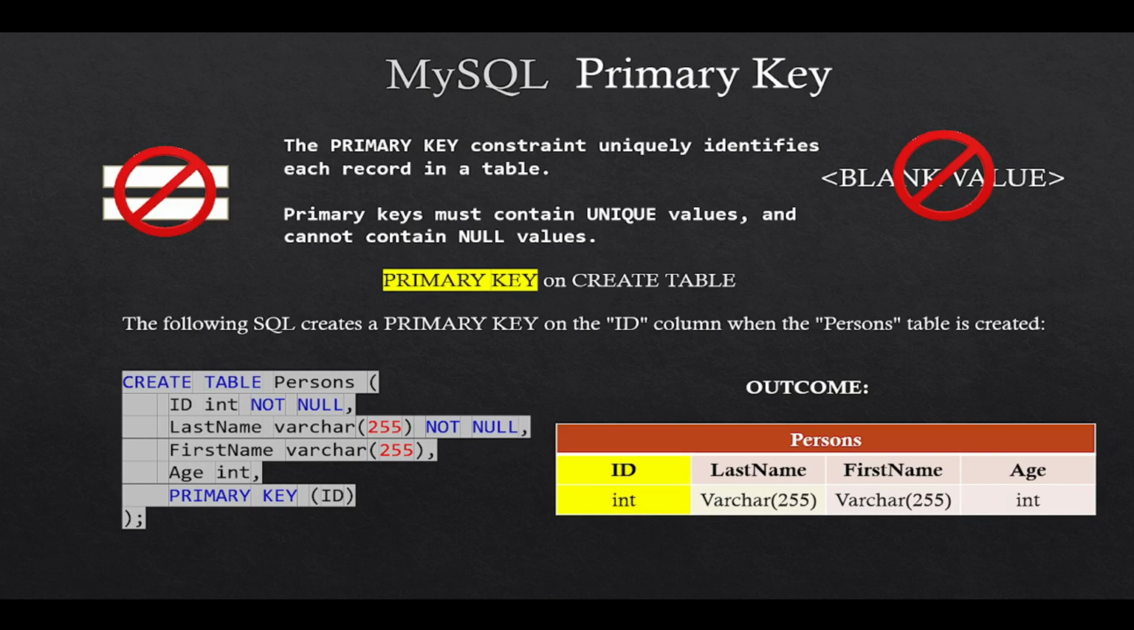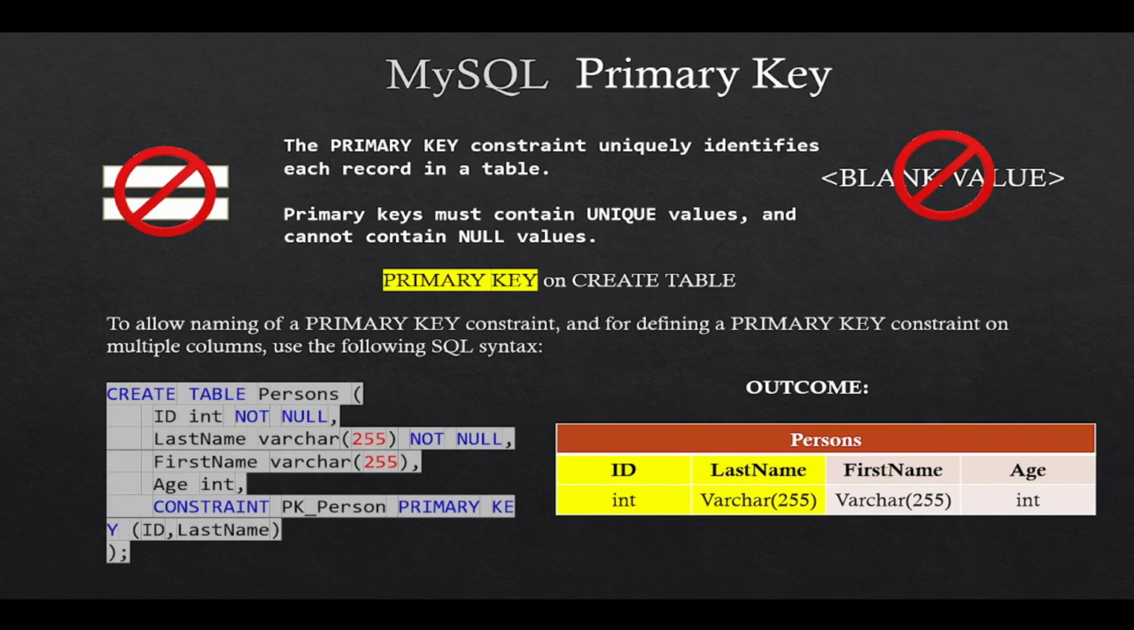Can we put multiple primary keys? Yes, we can assign multiple primary keys on a table. Here is an example of multiple primary keys on a table.